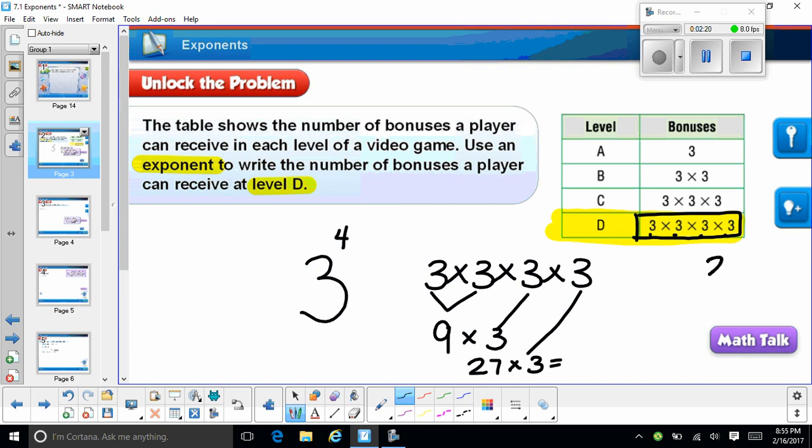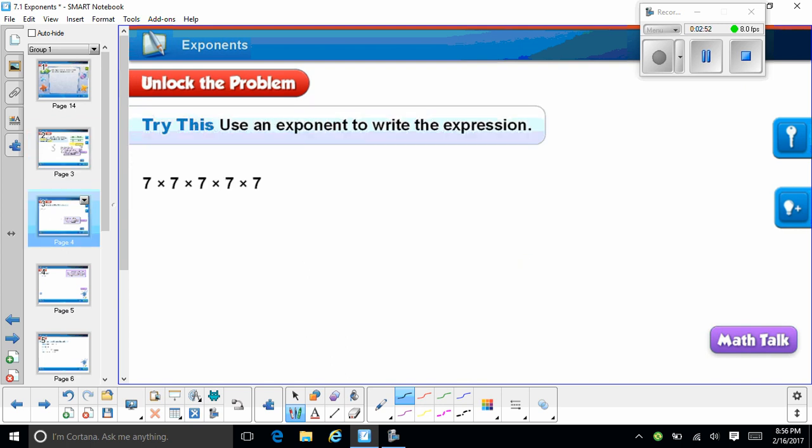I'm then going to multiply 27 by 3. And so we're going to do the math off to the side since this is not a basic fact. 3 times 7 is 21. 3 times 2 is 6 plus 2 is 8. And so my answer would be 81. So if I was looking to evaluate this exponent, I would say the 4th power of 3 is equal to 81.